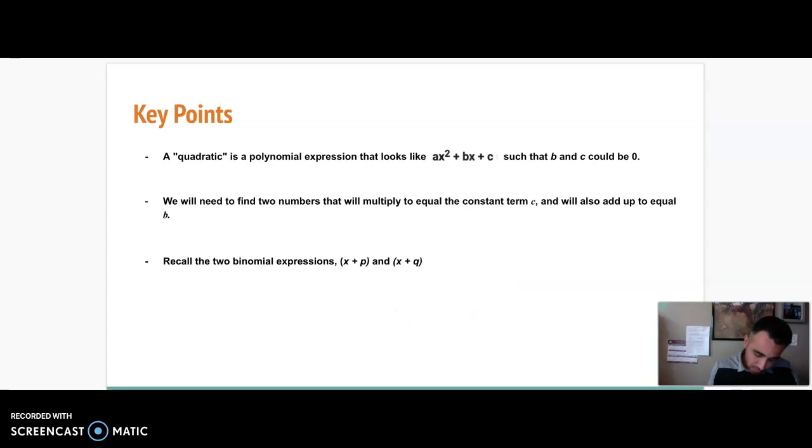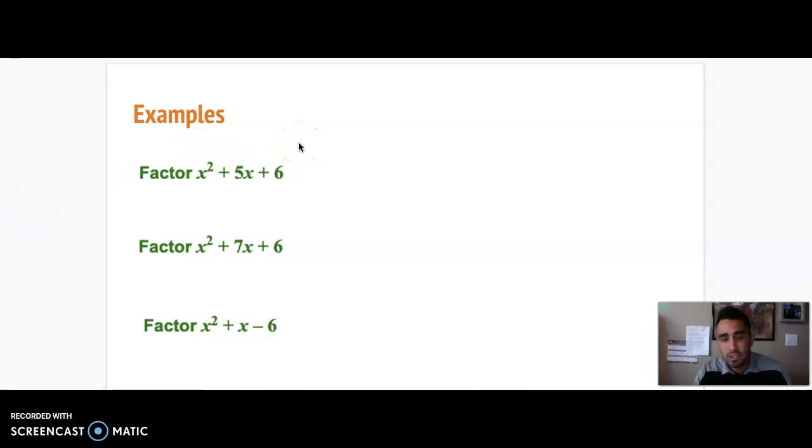So moving forward, we got some examples. So right here, I encourage you guys to pause the video, work on solving these. Now remember, you want to get it in the form of x plus a number, and remember that number could be negative, and then x plus another number. Okay, so pause the video and then we'll go over these expressions.